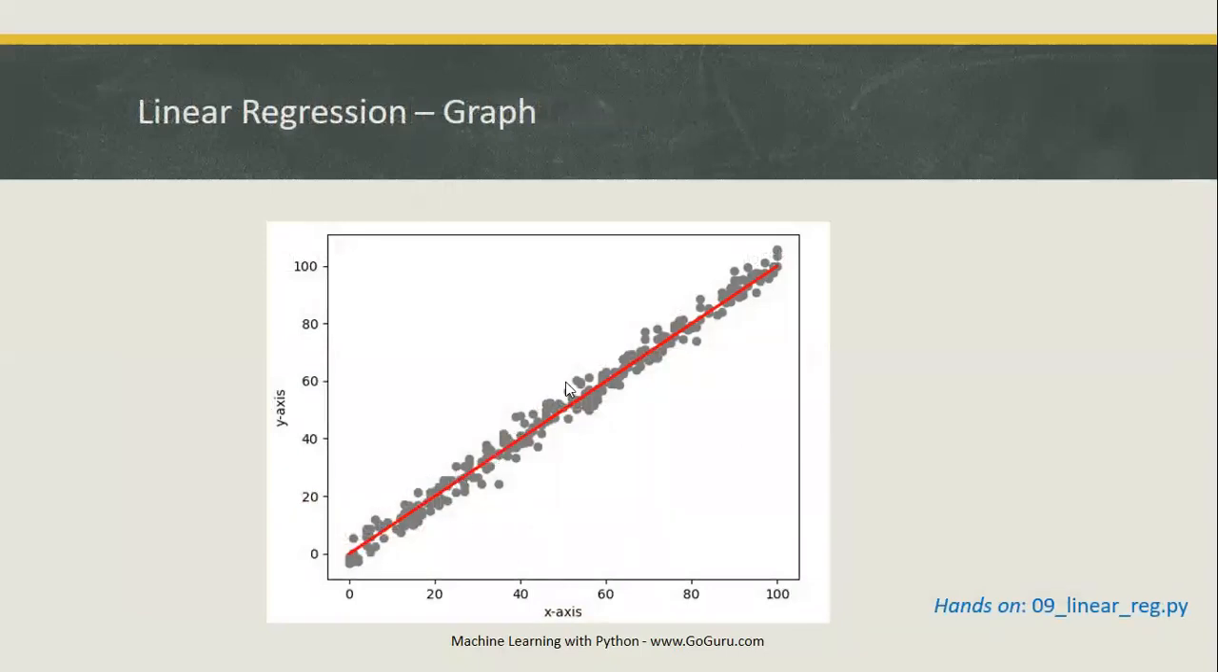As I said, it's got gray dots, the scatter plot here, and we have our best fit line in red here. And then finally, the names that we gave for our axes, the x-axis and the y-axis. And this is the output that we get from our graph, along with the R square and mean squared error values, which you can find out when you run it.